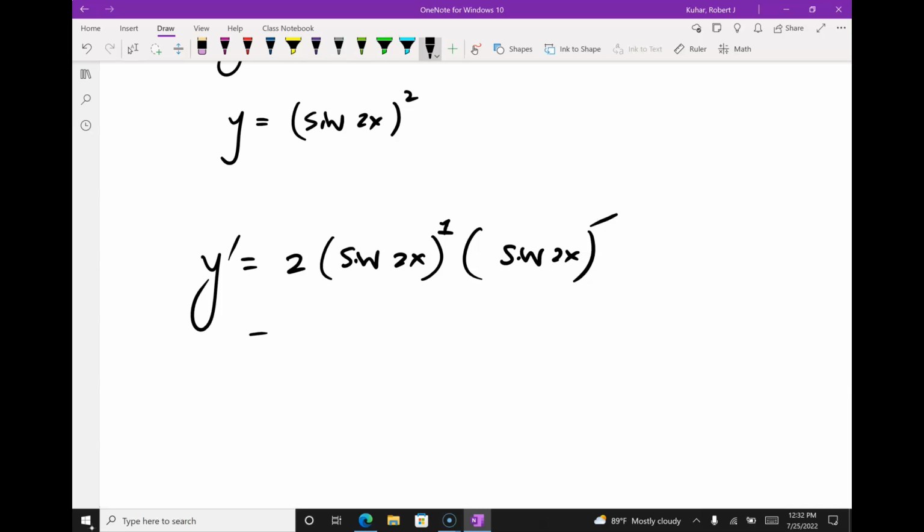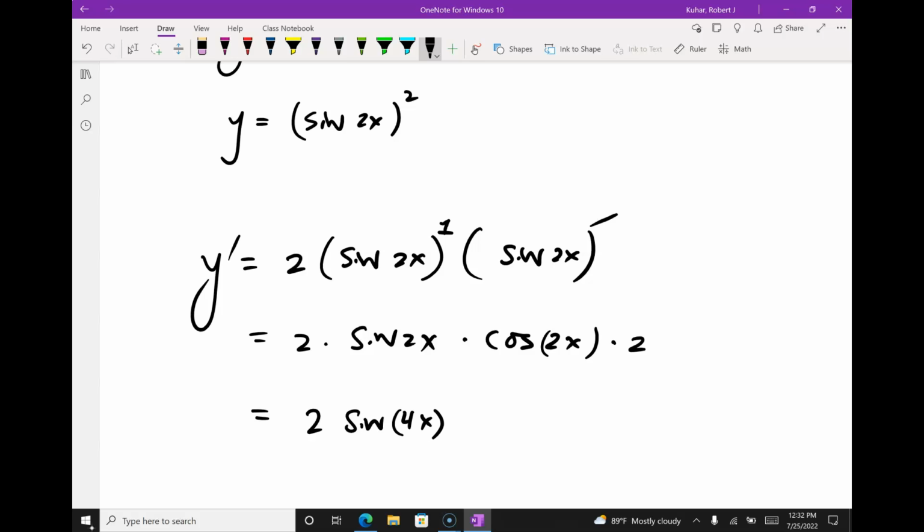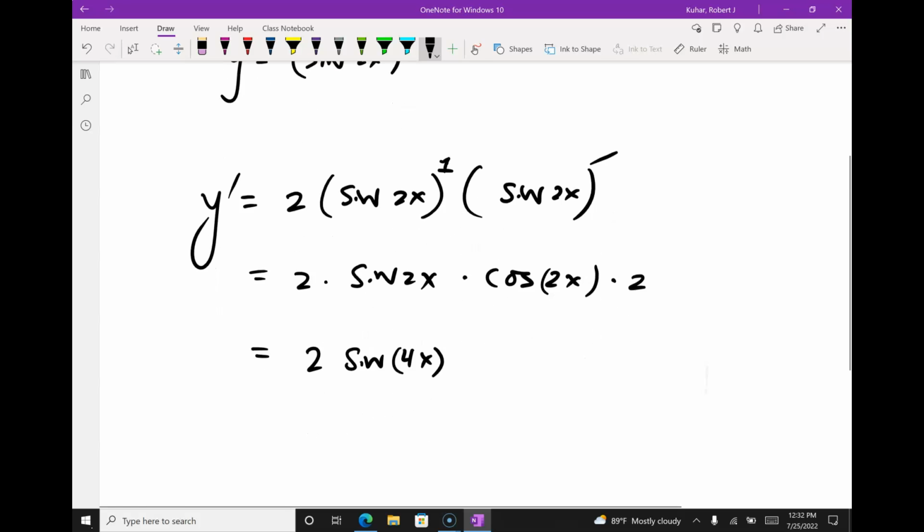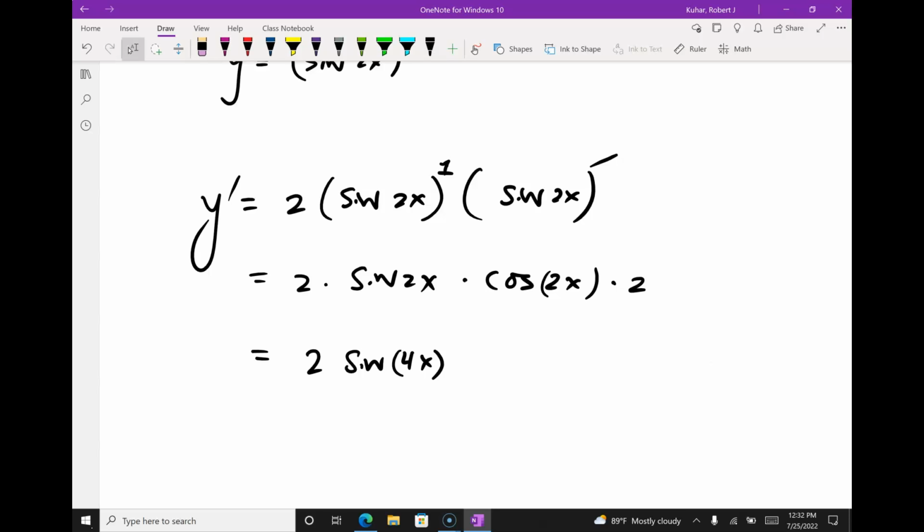So how do I take the derivative of that? Well, derivative of the outside function now is cosine. Still have the 2x, still have the mouse inside of the cat. Then times what? Yep, times another 2. So I get 2 times the sine of 4x. Those are strange, right?